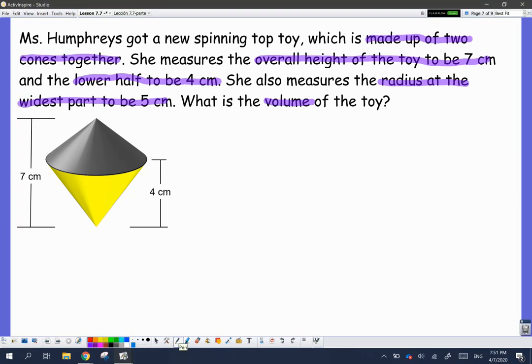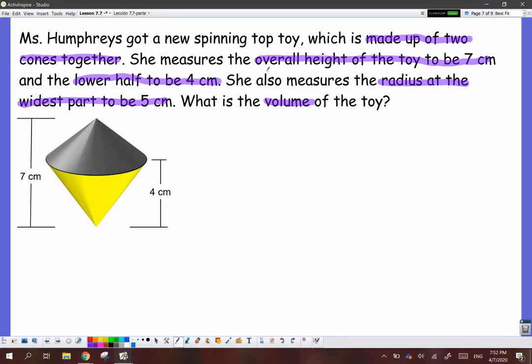So several things going on here. First of all, we have not seen this type of shape before in our lessons, but we do recognize that this shape is made up of 2 cones, one stacked on top of the other. So we know that there's 2 cones here. So that's the first thing that we have to do here: identify the shapes that we're working with.